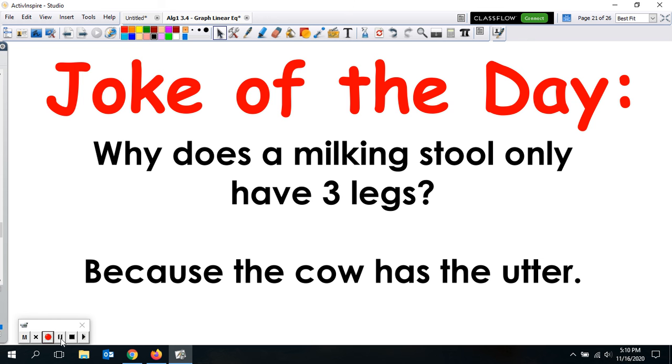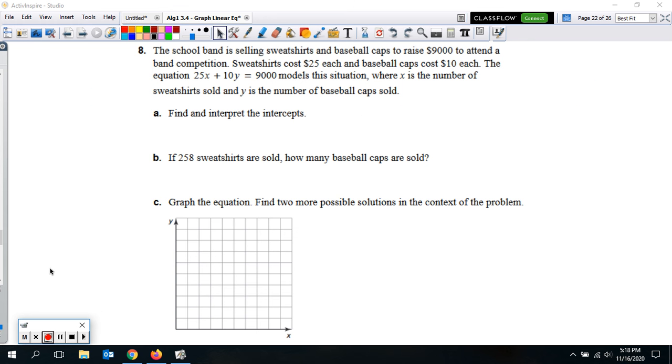Let's come on to our next one. Alright, here's our last problem, number 8. It's a real-life situation problem where we'll use intercepts to help us make some assumptions. The school band is selling sweatshirts and baseball caps to raise $9,000 to attend a band competition. Sweatshirts cost $25 each and baseball caps cost $10 each. The equation 25x plus 10y is equal to 9,000 models this situation, where x is the number of sweatshirts sold and y is the number of baseball caps sold.